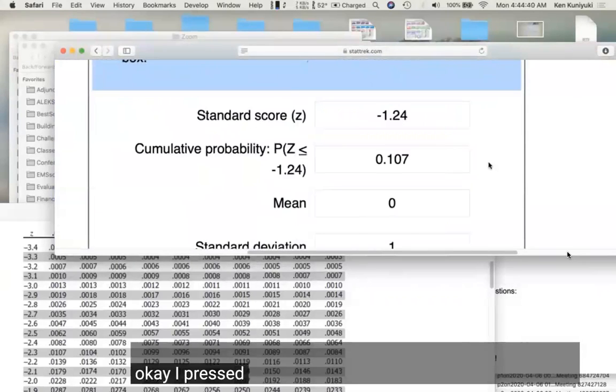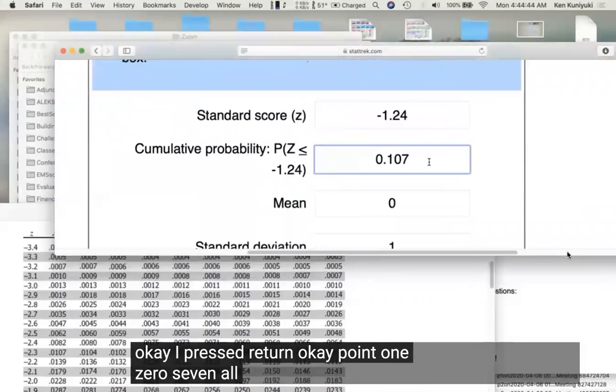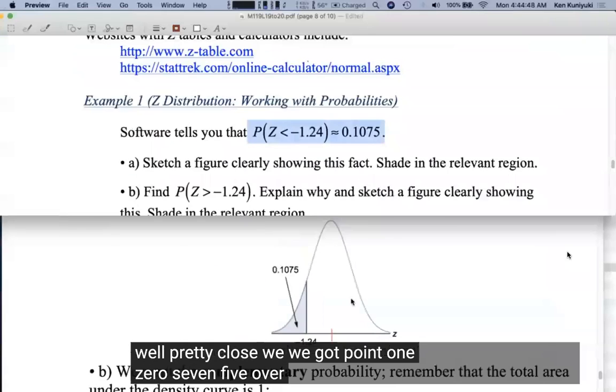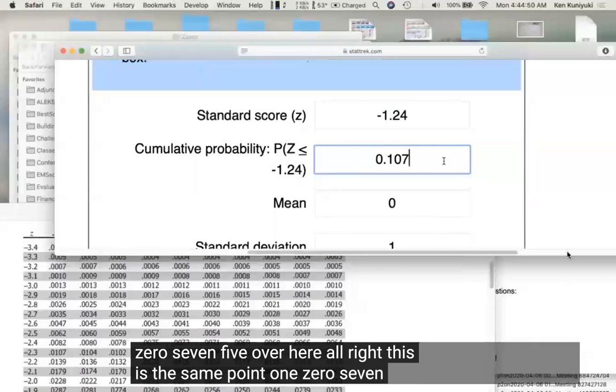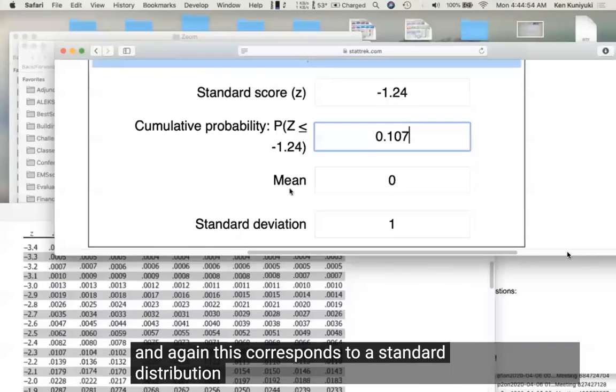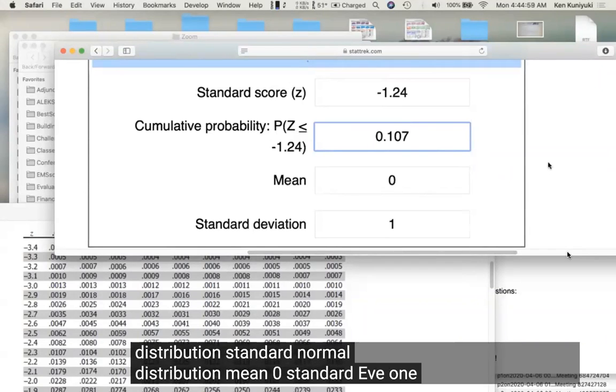Okay, I pressed return. 0.107. All right, well, pretty close. We got 0.1075 over here. This is saying 0.107. And again, this corresponds to a standard normal distribution, mean zero, standard dev 1.